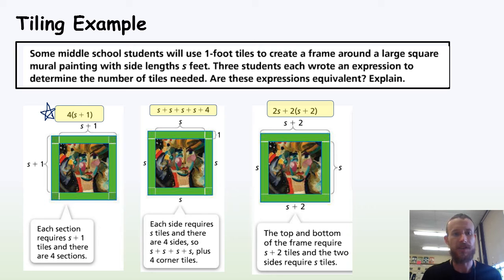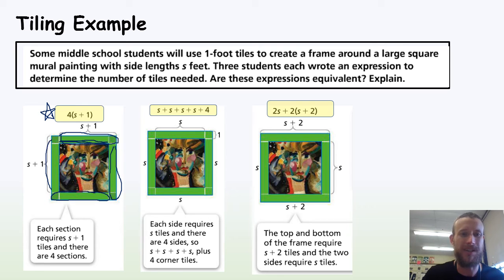Each section is not the entire top and not the entire side. Sorry about the interruption. The first student is saying 4 times s plus 1. It's not the whole top length. S represents the distance of the painting, so kind of the inner square here. But s plus 1 is that distance of the painting plus 1 square. You can see that repeated 4 times around the edge. The distance of the painting plus 1 square.